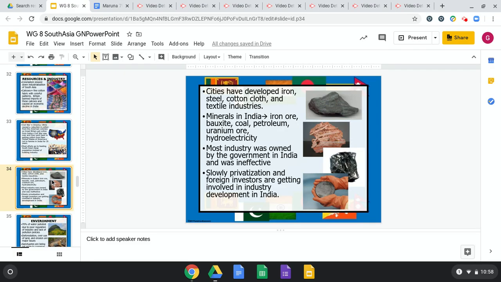Cities have developed iron, steel, cotton, cloth, and textile industries in certain areas. Some of the minerals in India include iron ore, bauxite, coal, petroleum, uranium, hydroelectricity. Most industry was owned by the government in India and was ineffective. Slowly, however, it's become privatized. Foreign investors are getting involved, boosting the economy of India.